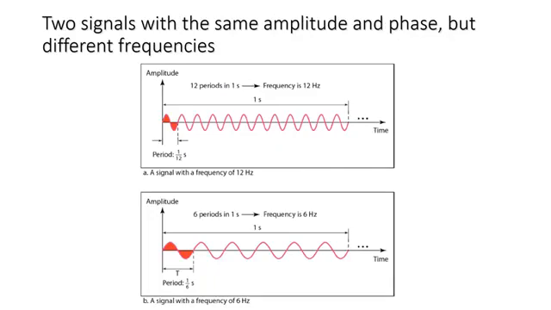In this example, we see two signals with the same amplitude and phase, but with different frequencies. In the top figure, figure A, we can see that there are 12 periods in 1 second, which makes each period equal to 1/12 of a second. Thus, the frequency is 12 Hz. In the bottom figure, figure B, we see that there are 6 periods in 1 second, which makes each period equal to 1/6 of a second, and thus the frequency is 6 Hz.